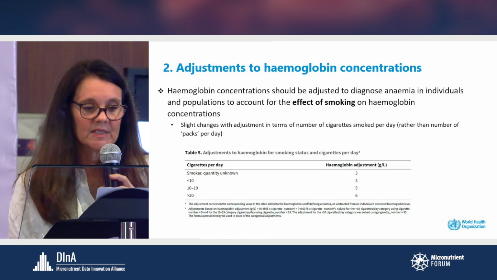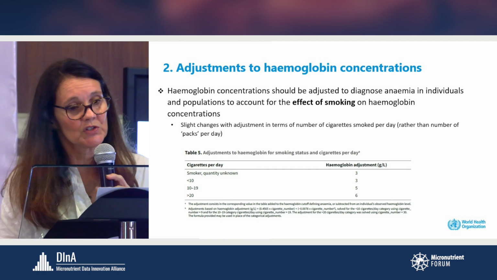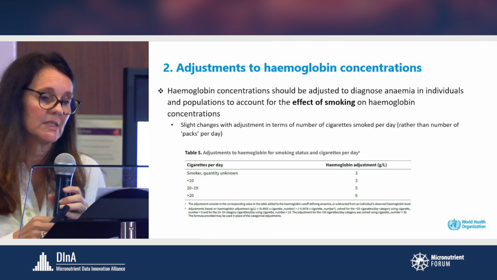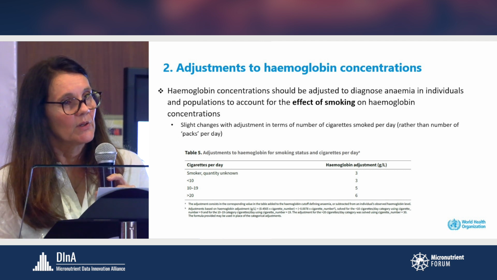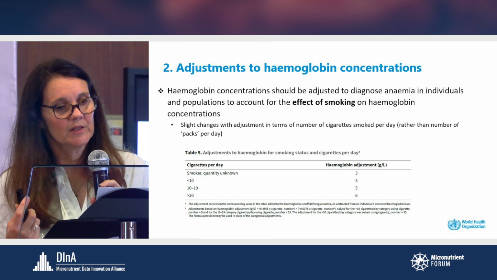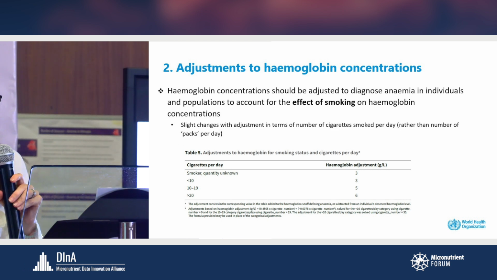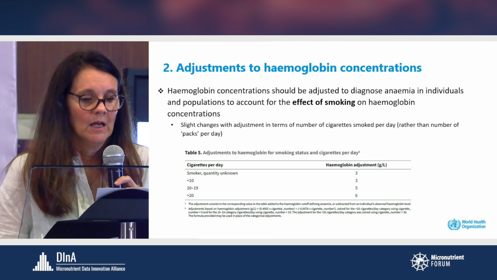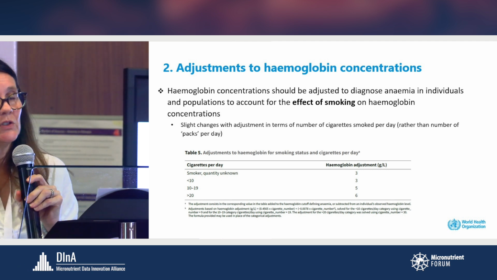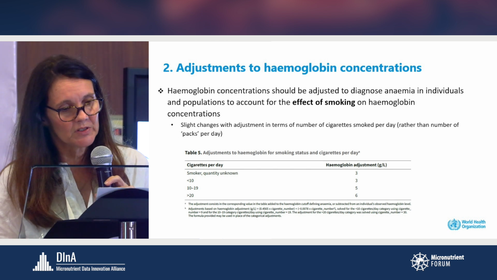Now, CDC also helped us with looking at some of the adjustments for smoking, and they used some of those same data sets as for elevation. And the main difference that we have this time around is that the adjustment factors are now given in terms of number of cigarettes smoked per day rather than number of packs per day. And again, we have the possibility of using a categorical adjustment factor or by using a formula as well.